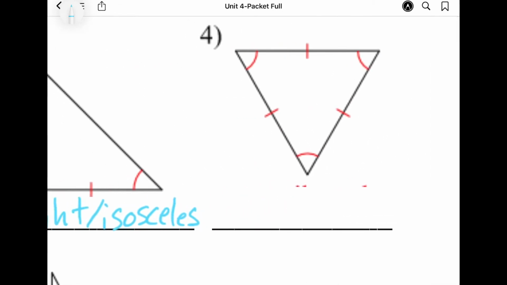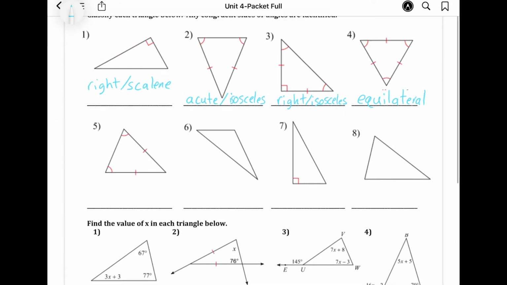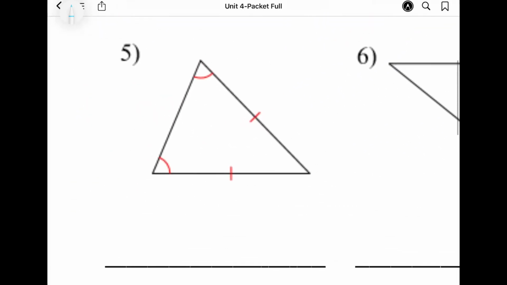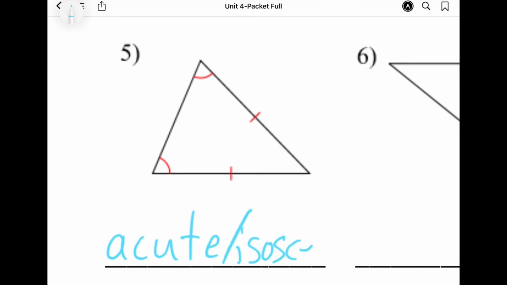And number 4 should be, you can write equilateral twice, but because the sides and the angles are congruent, it is an equilateral triangle for both, according to sides and according to angles. Number 5, acute and isosceles.